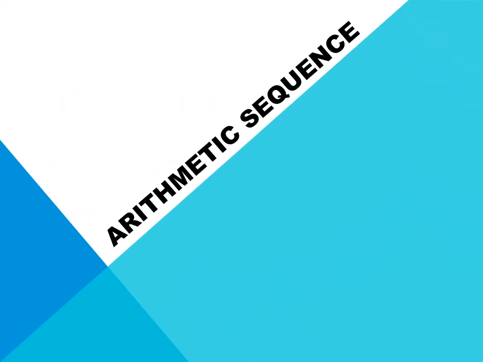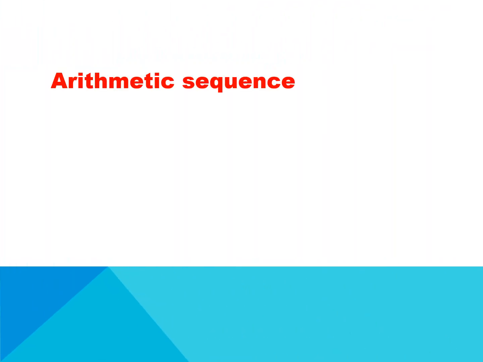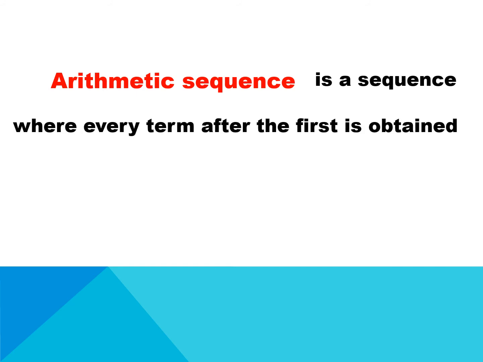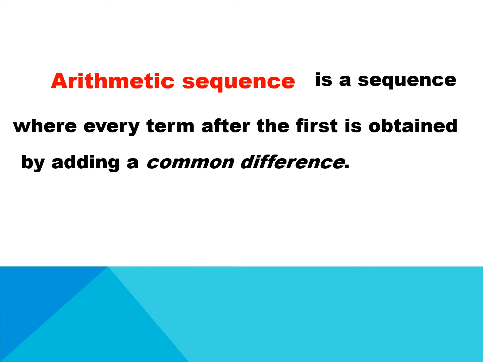An arithmetic sequence. So this is the first kind of sequence that we are going to take up. What is an arithmetic sequence? An arithmetic sequence is a sequence where every term after the first is obtained by adding a common difference. This common difference is denoted as small letter d. We're going to emphasize that later.